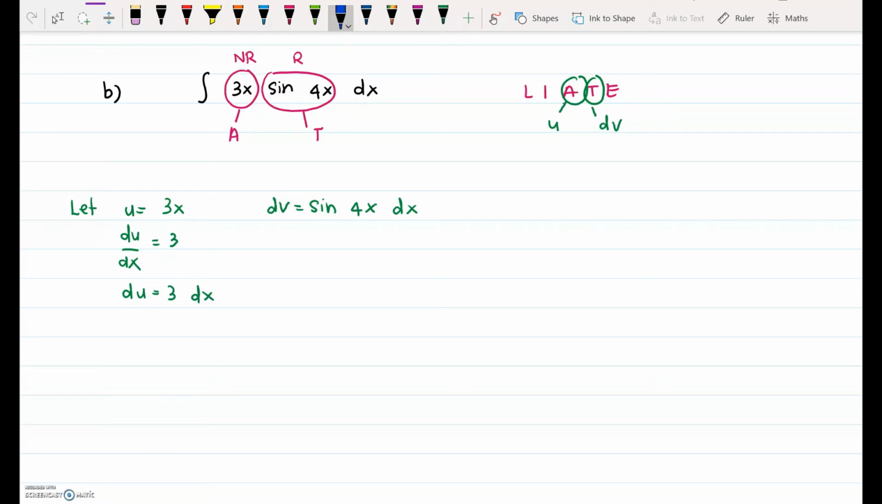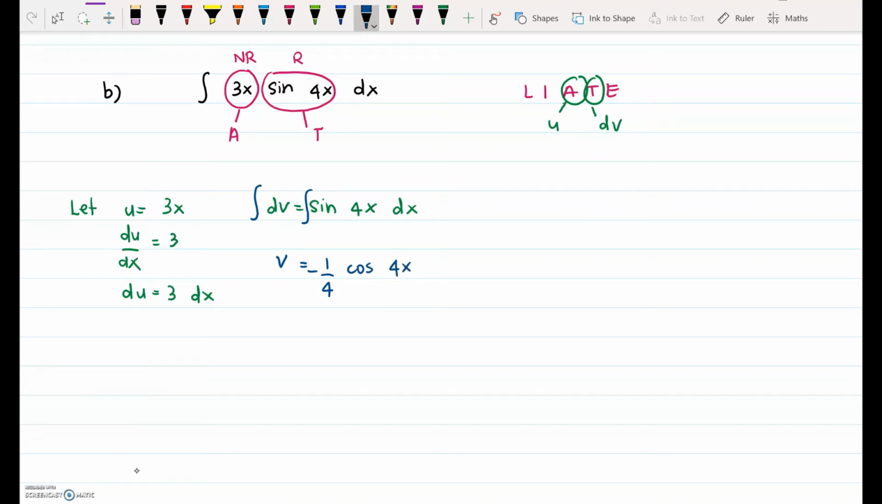Okay, next continue. We want to find v. To find v, we will integrate dv, meaning we will integrate sine 4x dx. So integrate dv, you will get v. And integrate sine 4x, you will get 1 over 4, and then integrate sine, you will have negative cos, so negative cos 4x.